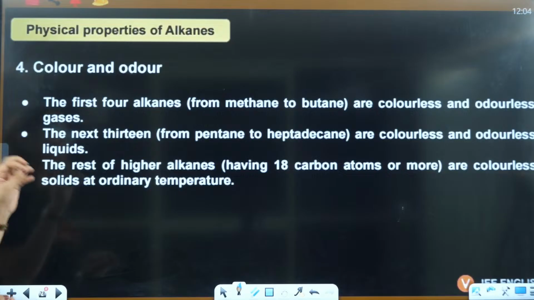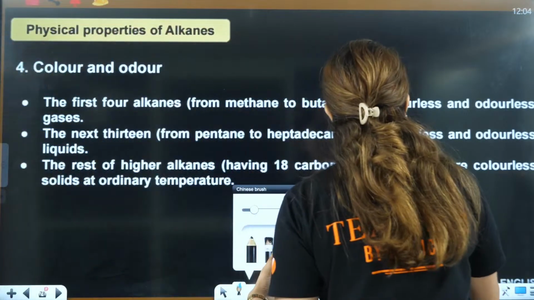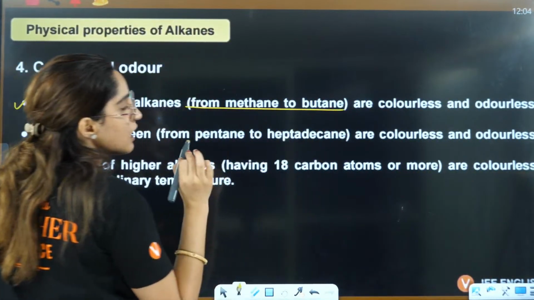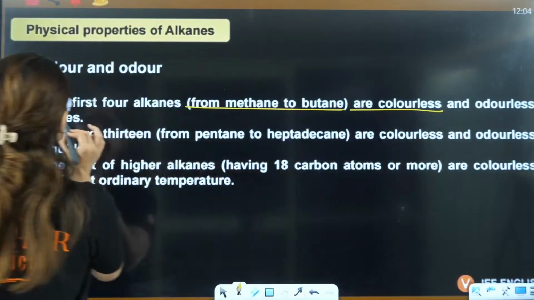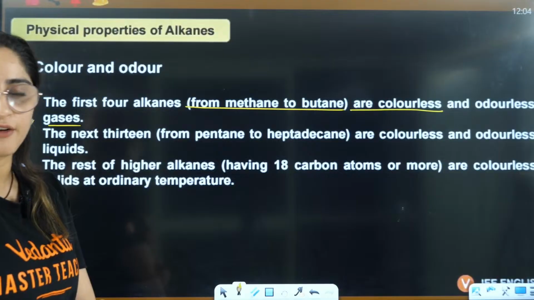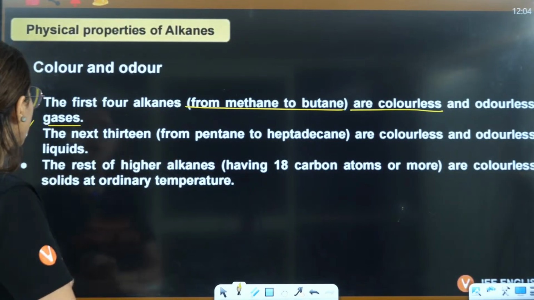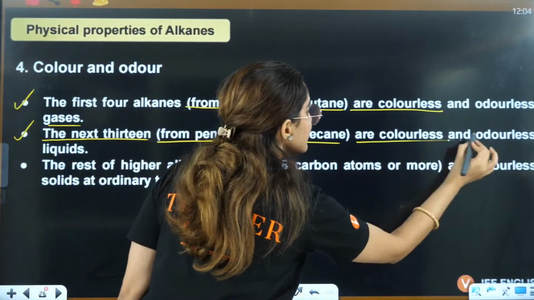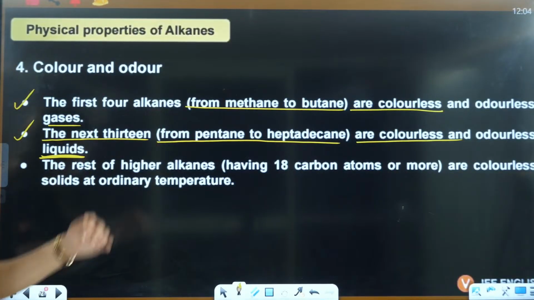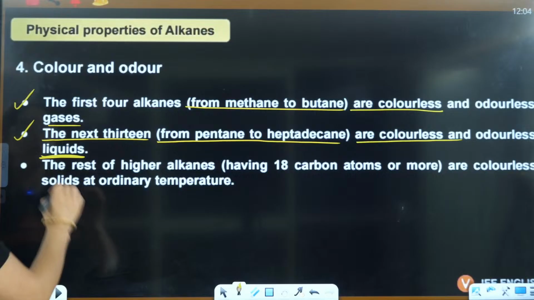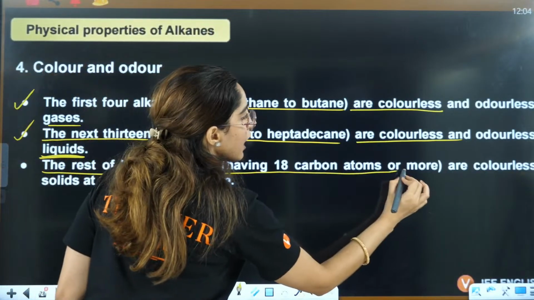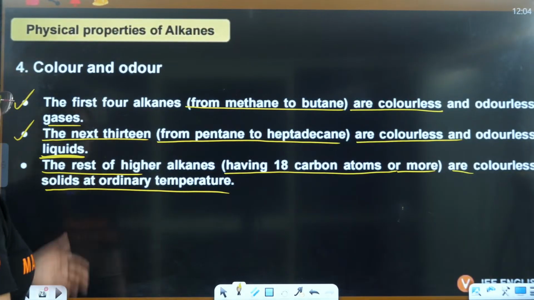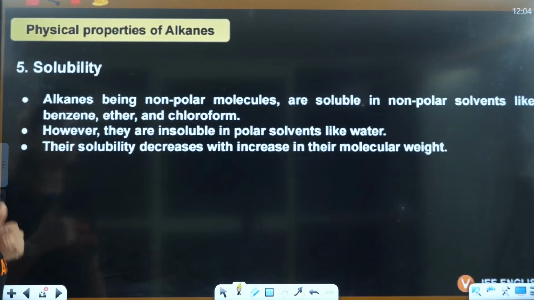Okay, everybody. Now color and odor. So the first 4 alkanes from methane to butane are colorless and odorless gases. The next 13, from pentane to heptadecane, are colorless and odorless liquids. Firstly gases, then liquids, then solids. The rest of the higher alkanes having 18 carbons or more are colorless solids at normal temperature. These are just theory points, factual things.